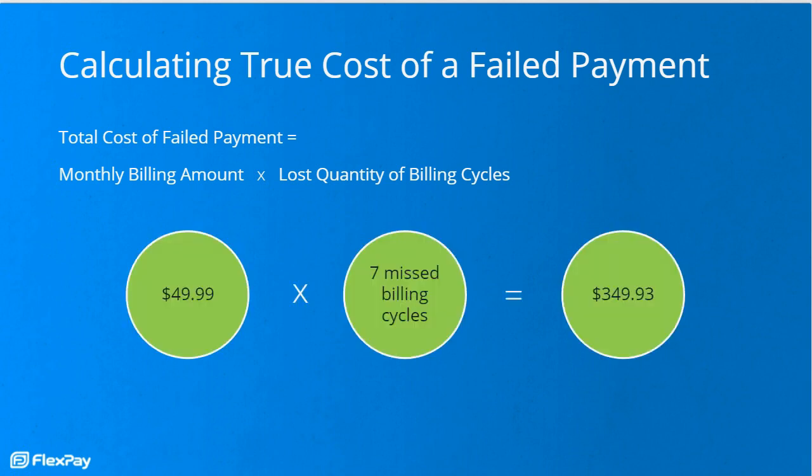So let's use an example where the customer is paying you $49.99 a month. And as a result of a lost payment, we're going to lose 7 billing cycles. And so, again, the total cost of this customer is not just the $49, or almost $50, in 1 month, but almost $350 as a result of the lost revenue that is not going to be delivered to your business over time.